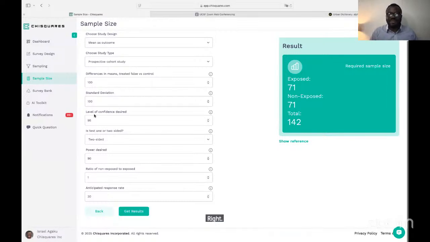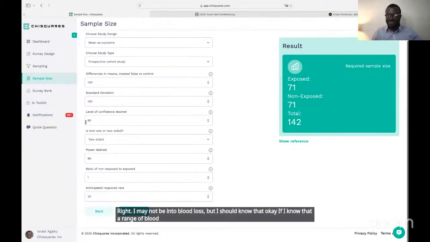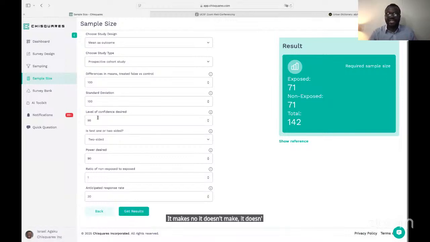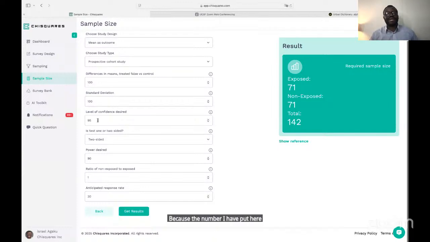So I may not be into blood loss, but I should know that if blood loss could range from 0 to 400, then it is not possible. It is mathematically impossible that the standard deviation will just be 20. It doesn't hold up to the water. And so if I put a value here of 20, I'm going to get obviously wrong results, because the number I have put here does not match what I have put in the standard deviation.